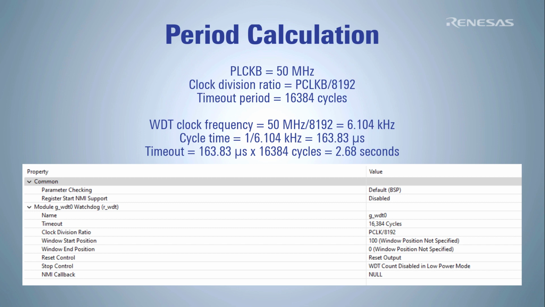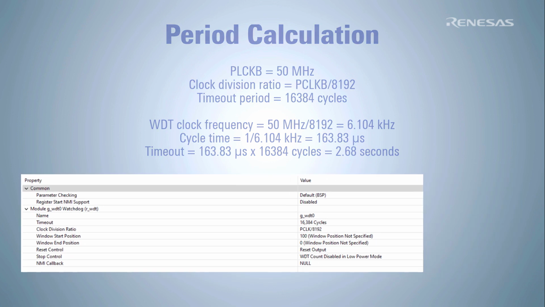The Watchdog timer operates from the PCLKB clock, which in our case is set to 50 MHz. Assuming the largest parameters, which is also the default for the Watchdog timer, and the PCLKB of 50 MHz, the time from the last refresh to device reset will be just about 2.7 seconds.